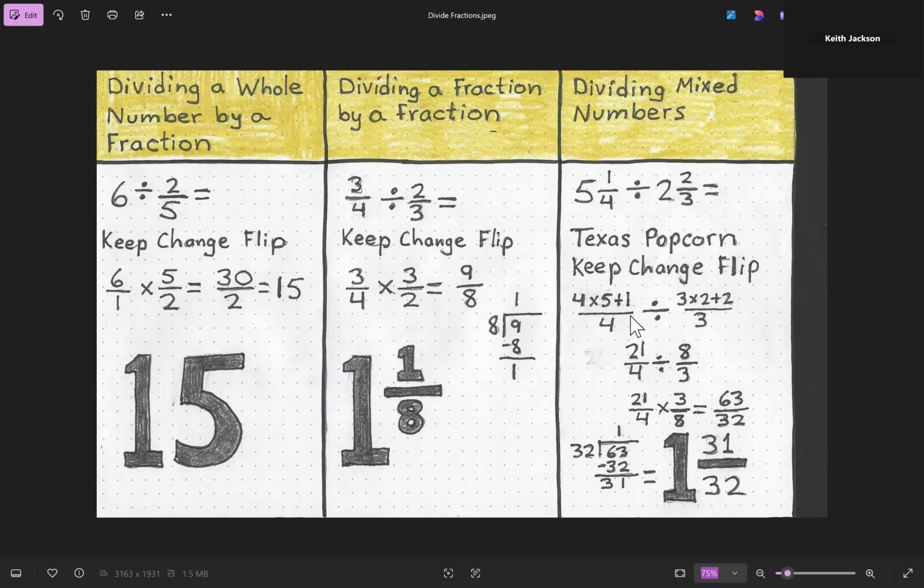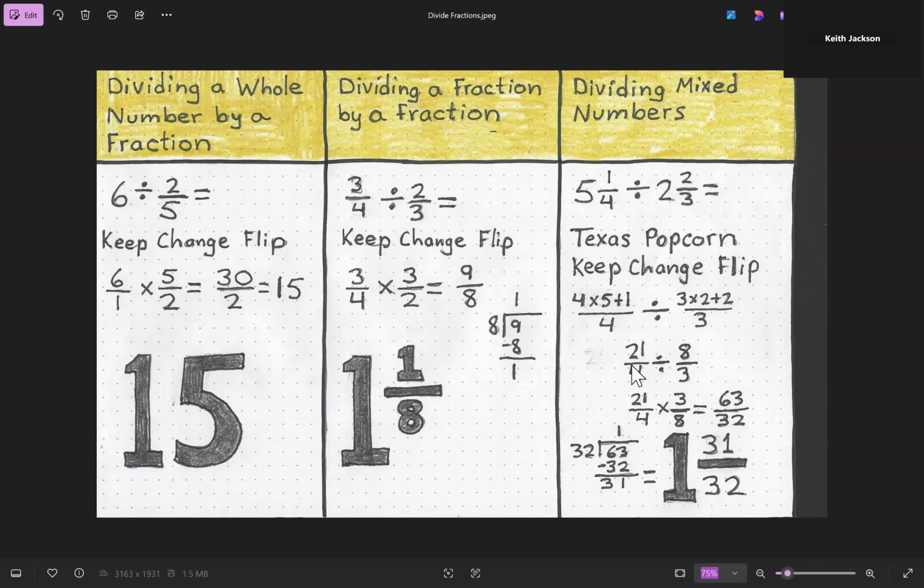Finally, let's go to this particular example in which we have 5 and 1/4 divided by 2 and 2/3. First, we're going to use the Texas popcorn method, and then we're going to keep, change, flip. If you recall from previous videos, the popcorn method works very much like this. We're going to keep that 4 in the denominator while multiplying it by 5 and then adding 1 to it. So we have 4 times 5 plus 1 right here, because we're going to take this 5 and 1/4 and turn that into the popcorn method right here.